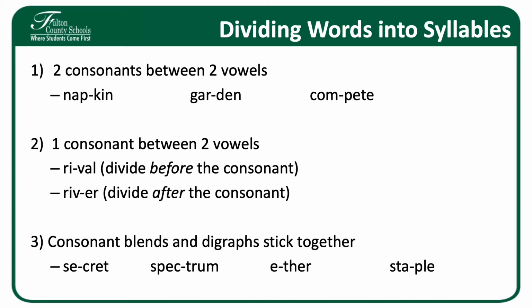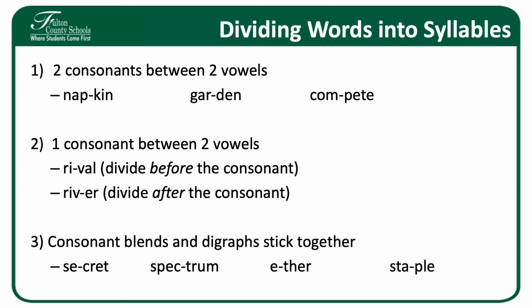Principle number 2. 1 consonant between 2 vowels. First, try dividing the word after the first vowel and before the consonant. Let's try this principle in the word rival. If we divide the word after the I and before the A, the first syllable says ri with a long vowel sound I, and the second syllable says vul to make the word rival.